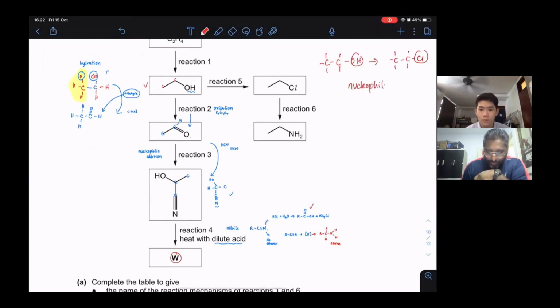And today I taught you also that nucleophilic substitution is for two types of compounds, two types of groups. So what are those groups even? Nucleophilic substitution.